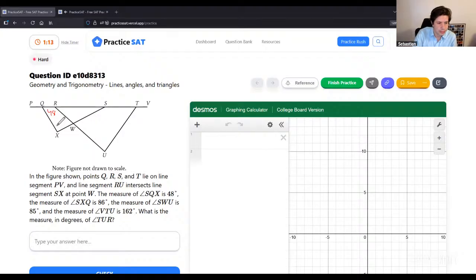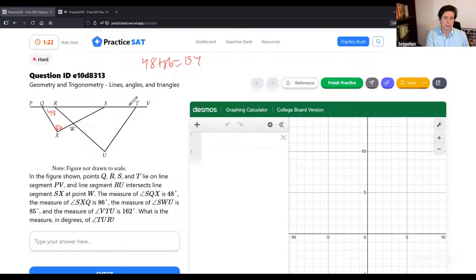SXQ is going to be 86. 48 plus 86 is going to be 134. So this is going to be 46.